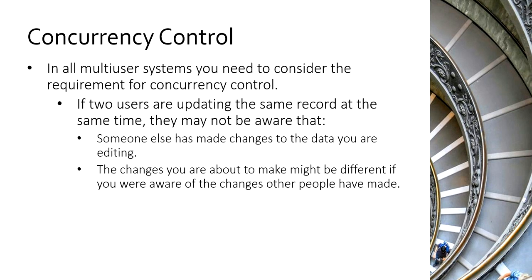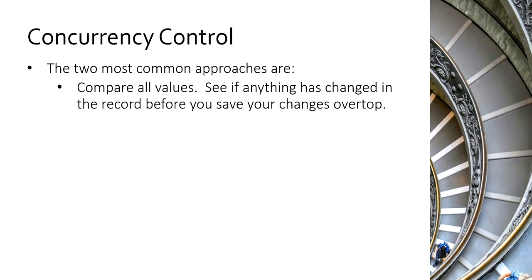Okay, so it's really, really important that, no, we stop the process. Say, no, you cannot directly save your change right now or delete this record because the record itself has been modified by another user while you haven't had it up on your screen and you're thinking about what you're about to do, right? Okay, so that's really the whole idea of what it comes down to, right? The changes you're about to make might be different if you were aware of the changes other people have made, okay? Now, how do we implement concurrency control?